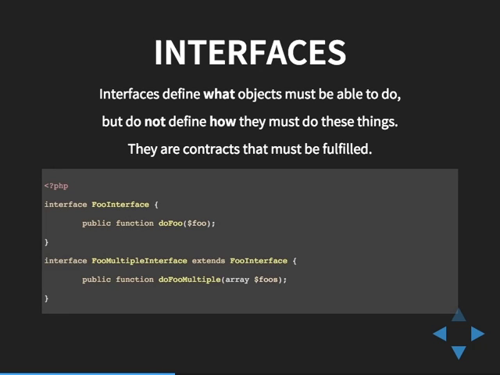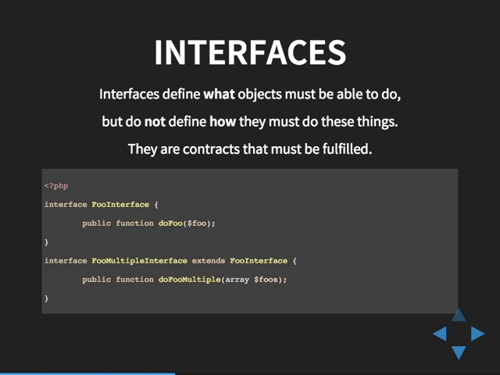Very basic. I'm gonna hurt my neck like this. These are two little interfaces. And as with a lot of concepts in object-oriented programming, they're hierarchical. So one thing can extend to another. And as we can see here, we've got the foo multiple interface at the bottom, which extends the parent interface, as we call it, foo interface, which is defined just a couple of lines above.